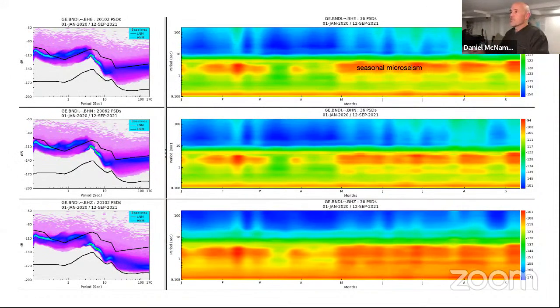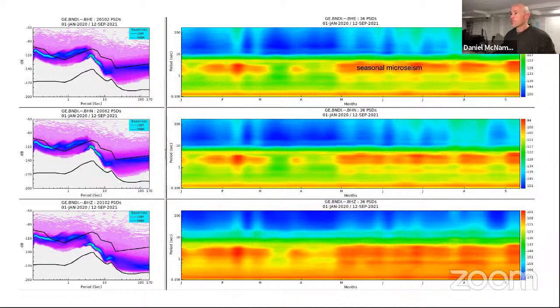It's January, February, March. Those are the letters. The first letter of each month is what's shown at the bottom of each of these plots. And you can see in the month of May, the seasonal microseism really picks up and gets strong. But then it's very low, and it looks like it's very low in April. So there's a lot of month-to-month variability that again probably has to do with storms out in the ocean causing wave heights to increase in the ocean.